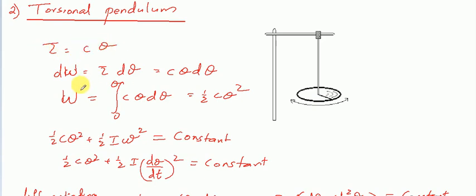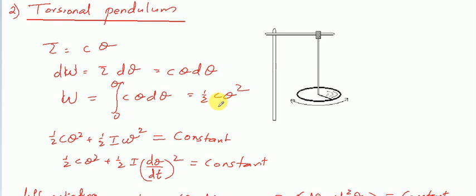The work required for a small deviation d theta is given by dW equal to tau times d theta. Tau is replaced by c theta, so c theta d theta. The total work done for rotating it from 0 to theta is W equal to integral 0 to theta c theta d theta, that is equal to c, a common factor, taken outside, c times the integral of theta d theta, which is theta square over 2. This work done will be stored as the potential energy.